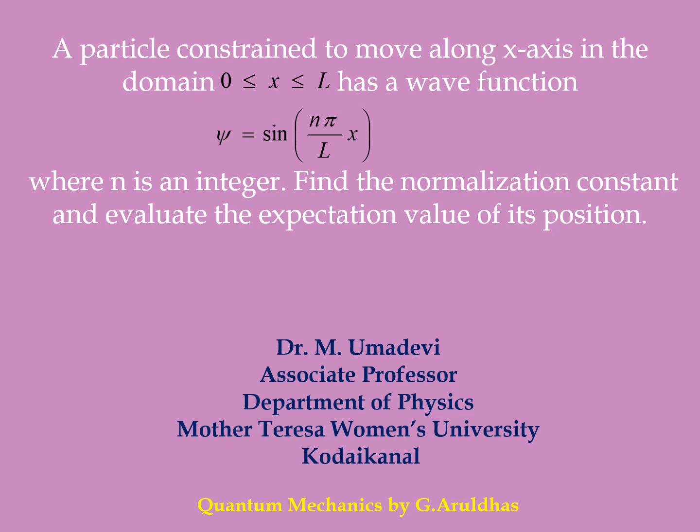Now we'll see how to solve a problem in quantum mechanics. The problem is a particle constrained to move along the x-axis in the domain x lies between 0 to L has a wave function psi equal to sin n pi x by L, where n is an integer. Find the normalization constant and evaluate the expectation value of its position.